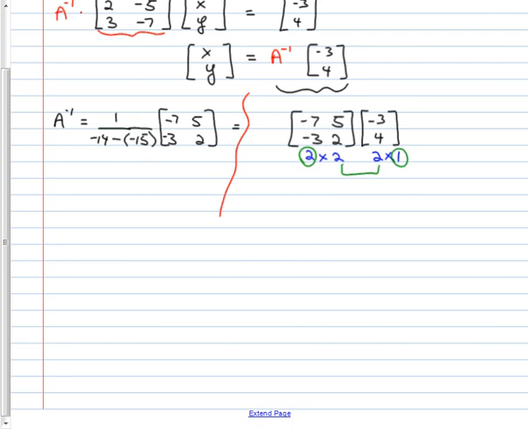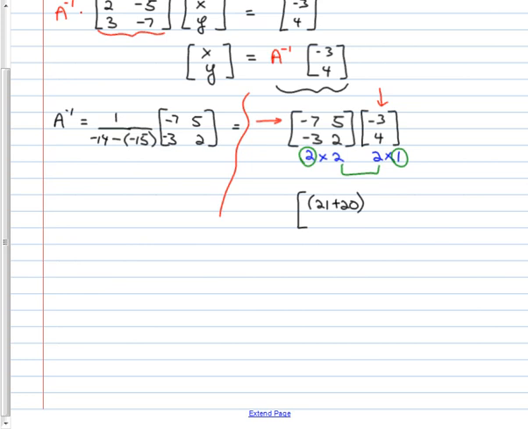So we'll get a little practice multiplying matrices here. So we multiply rows times columns. So I go -7 times -3, the first number in the row times the first number in the column, 21. And then I move over and down, second in the row, second in the column. 5 times 4 is a positive 20.